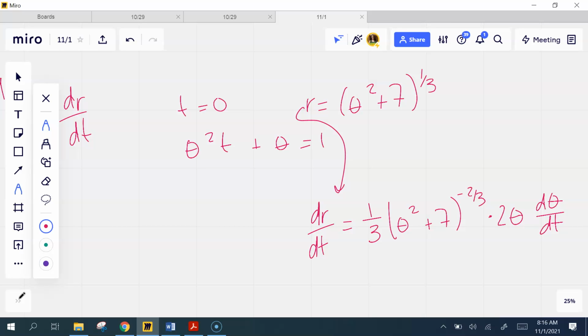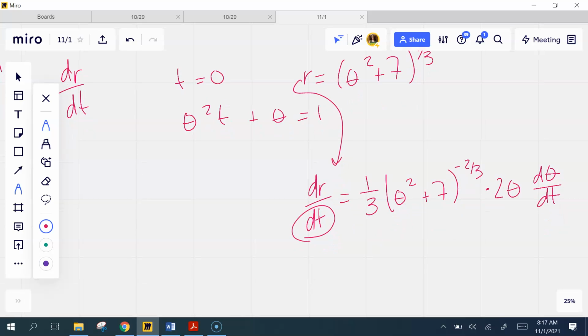Well, because I need the derivative with respect to t. Kind of like when I'm doing the derivative with respect to x. Anytime I take the derivative of y, I have to do dy dx. No, don't chain rule it again. That is the chain rule. So this is 2 theta over 3. You don't have to rewrite it.